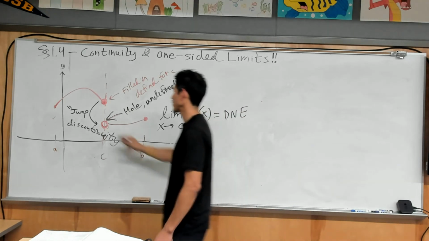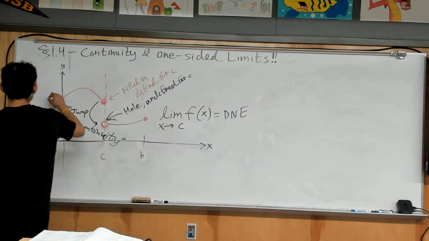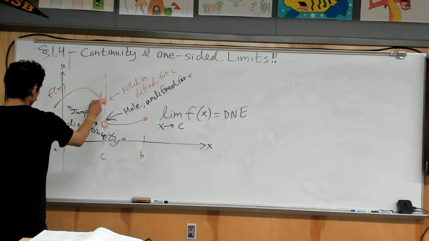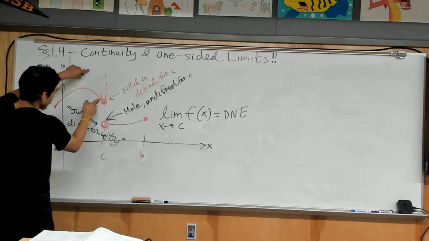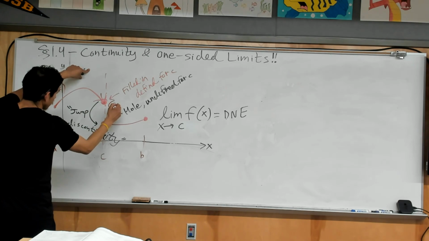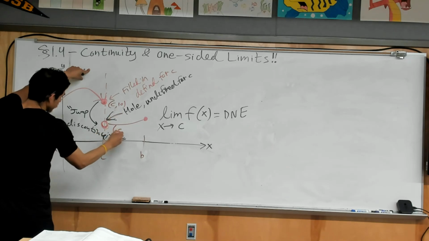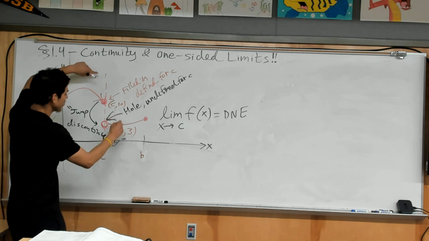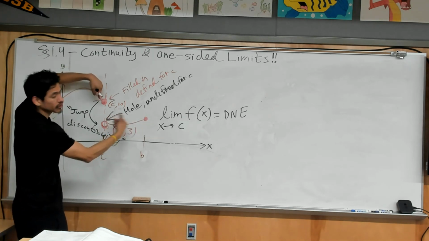So this function is f of x, but since you're approaching c from over here on this side, you would get to this value. Let's just say that's c comma 10, and then this is c comma 3. See, you're not going to be hitting the same point when you're coming from this side or that side.